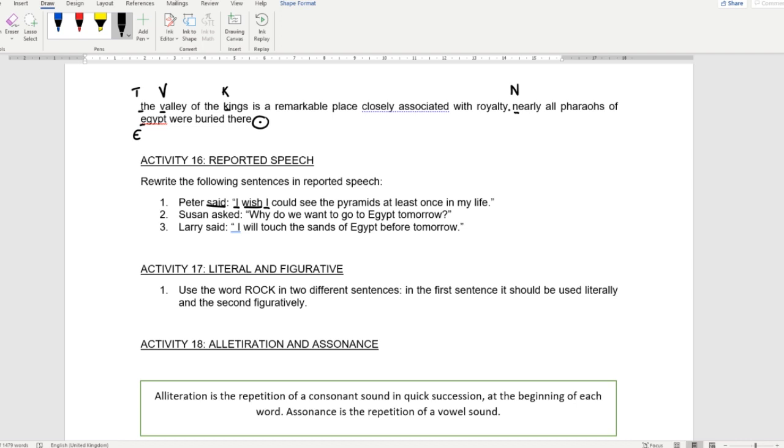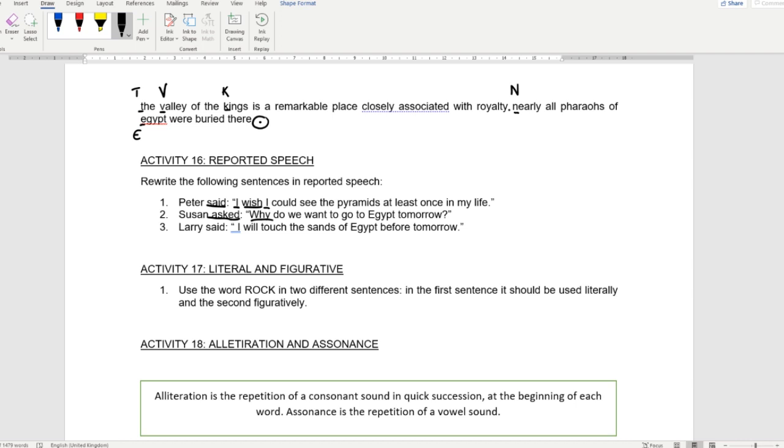2, Susan asked. So again, I've got this word over here, my reporting verb. It is in the past tense. Now there are some rules here because it's a question that you are reporting. I'll quickly explain to you. So the answer, first of all, Susan asked why they wanted to go to Egypt the following day. This changes because instead of "that", I am adding the question word, which in this case was "why".